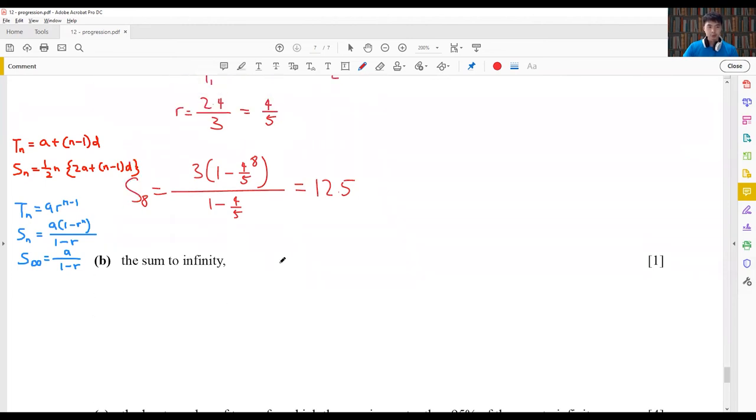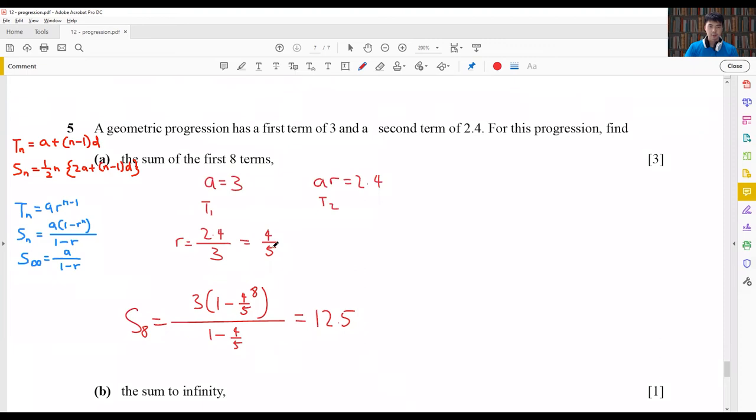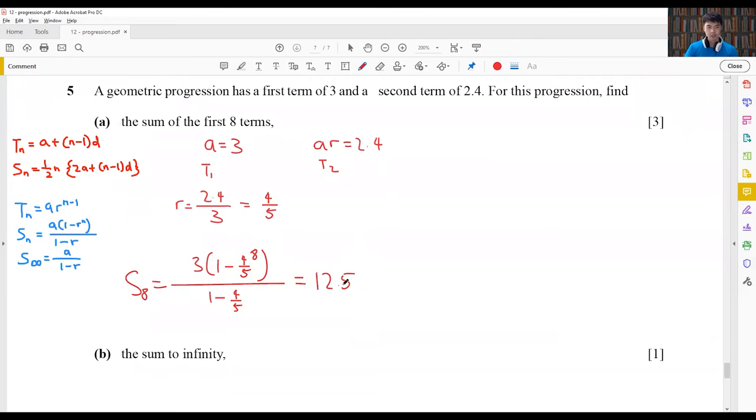Next, the sum to infinity. As you can see, what I explained earlier, when the r value is less than 1, you will get a sum to infinity. Okay, so the sum to infinity here is very straightforward. Just have to put it into the formula. 3 over 1 minus 4 over 5. This is your sum to infinity formula, which will therefore equal 15.